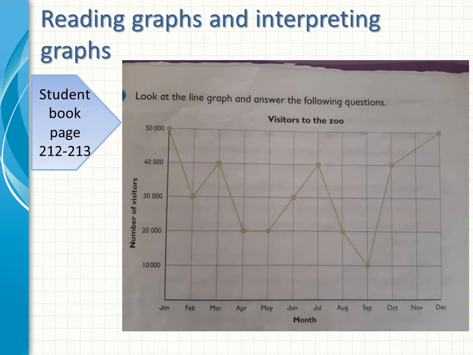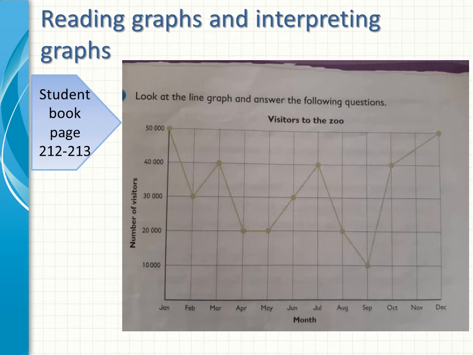The question says, how many fewer visitors came between August and July? Which one had the higher visitors? July, 40,000. And the one that had the lesser visitors was August, 20,000. Now, what is the difference between 40,000 and 20,000? Great, 20,000. So that answers the question: fewer people came to the zoo in August, more came in July, and the difference is 20,000.